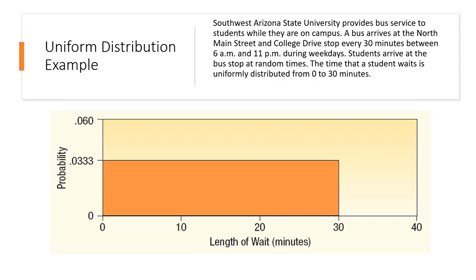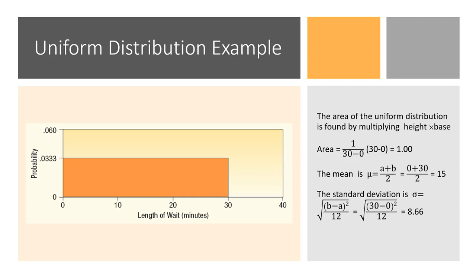We have a university bus providing regular stops every 30 minutes, and we can look at the probability of how long an individual is going to wait, given that we know that the bus leaves every 30 minutes. Okay, and so here our minimum wait time is 0 minutes and our maximum wait time is 30. So that means that the height of my graph is going to be 1 over B minus A. So 1 over 30 minus 0 to get me a value of 0.0333. And the length of my wait time is going to be 30 minus 0 to get a range of 30.